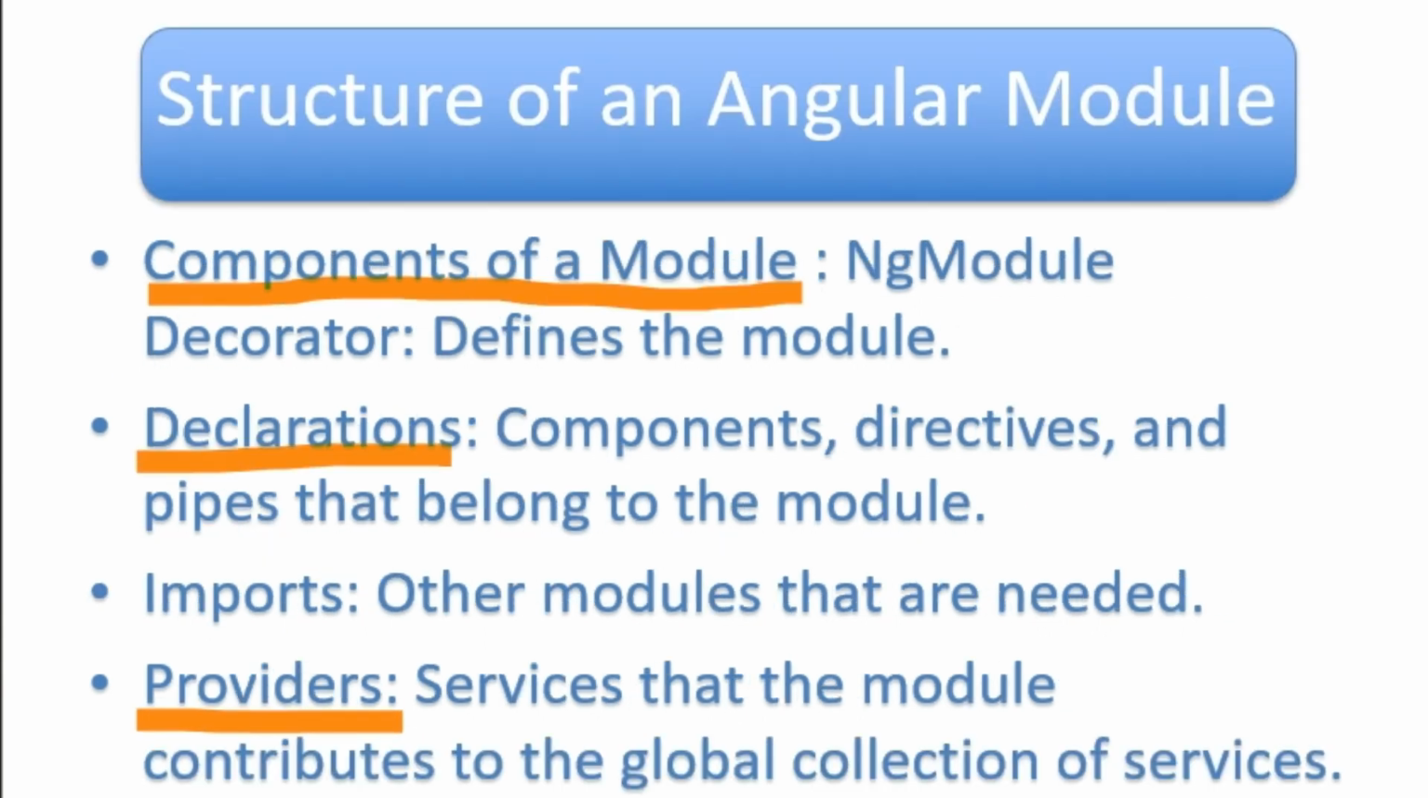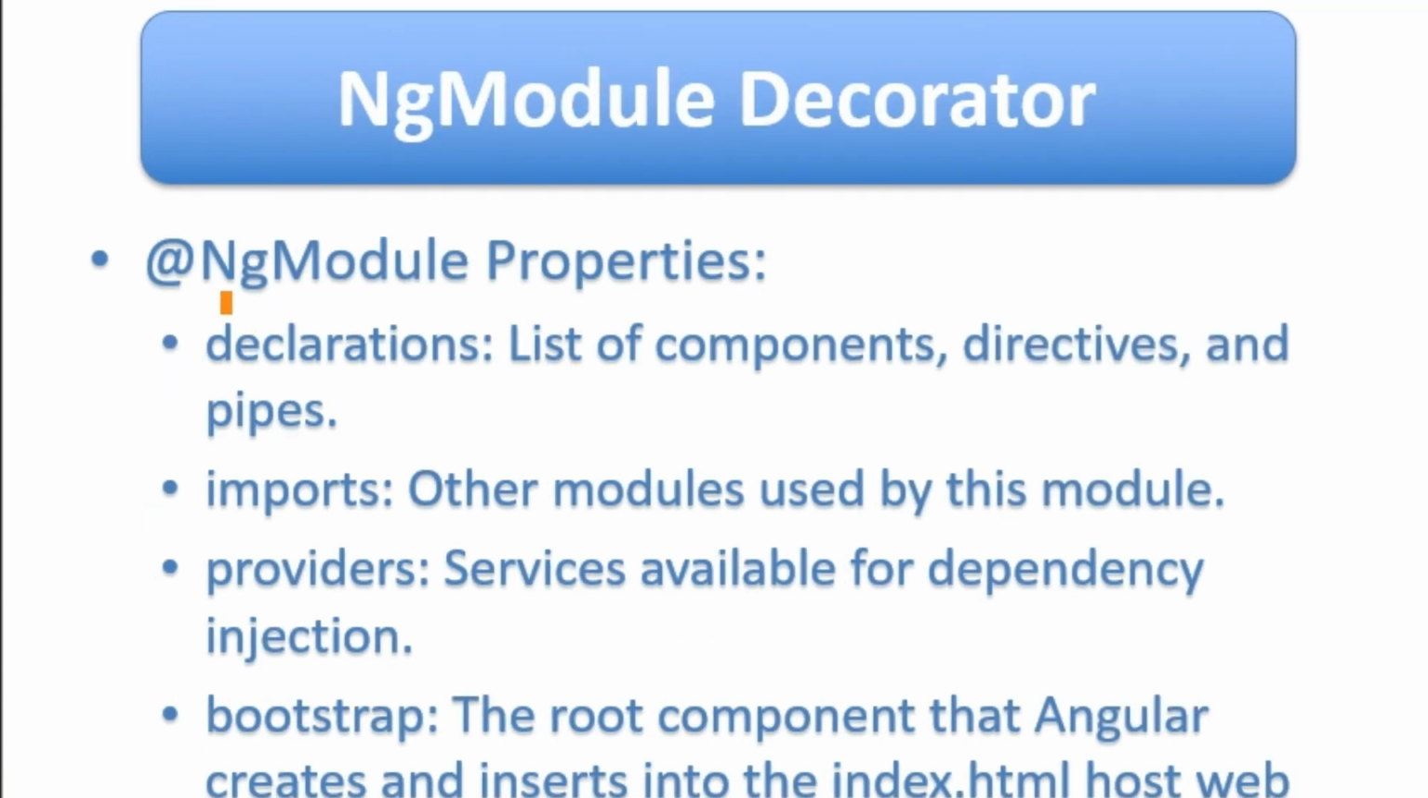NgModule decorator. The NgModule decorator is crucial for defining an Angular module. It has several properties. Declarations. This is a list of components, directives, and pipes.